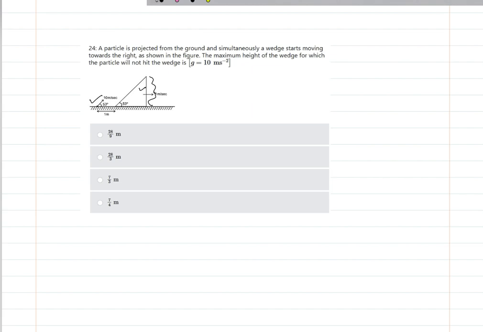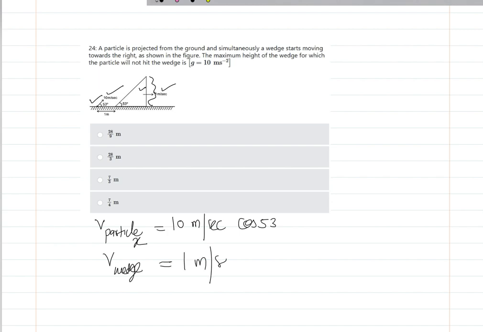Okay. Now, what is the velocity of the wedge? 1 meter per second. So the velocity of the particle is 10 meter per second, right? It is 10 meter per second cos 53 in the x-axis, right? And the velocity of the wedge in the x-axis is 1 meter per second, right?